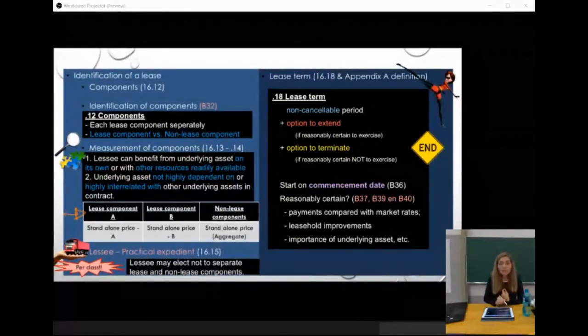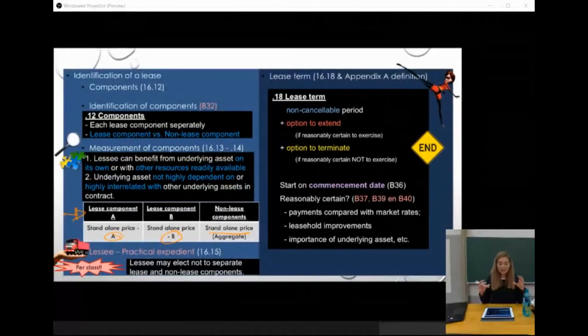Anyway, to measure the lease components, we'll use the standalone price. So if I went to another lessor and I rented only this one machine, what would I pay for that machine? That will be my lease component A. And then the non-lease components will be the standalone price, or the aggregate, for the remaining, in other words, the total for all the other non-lease payments.